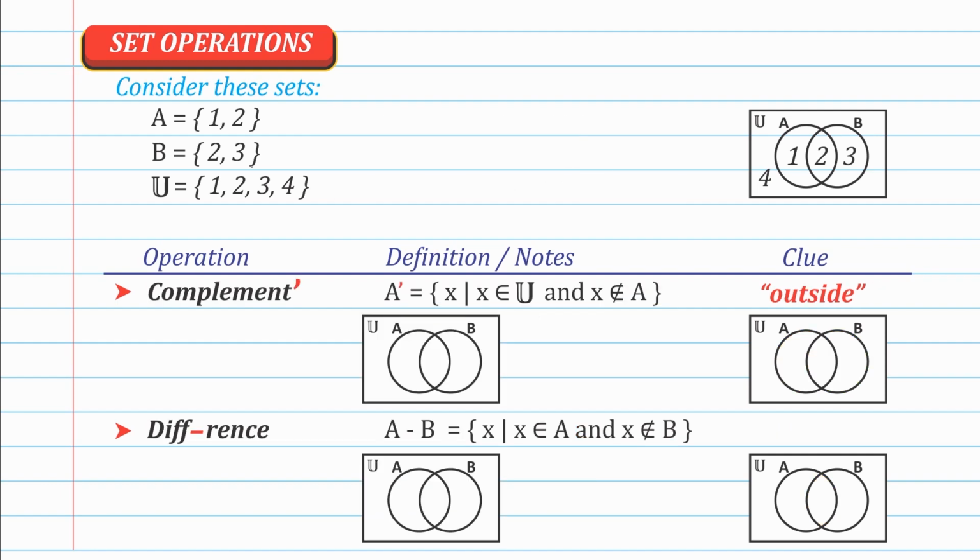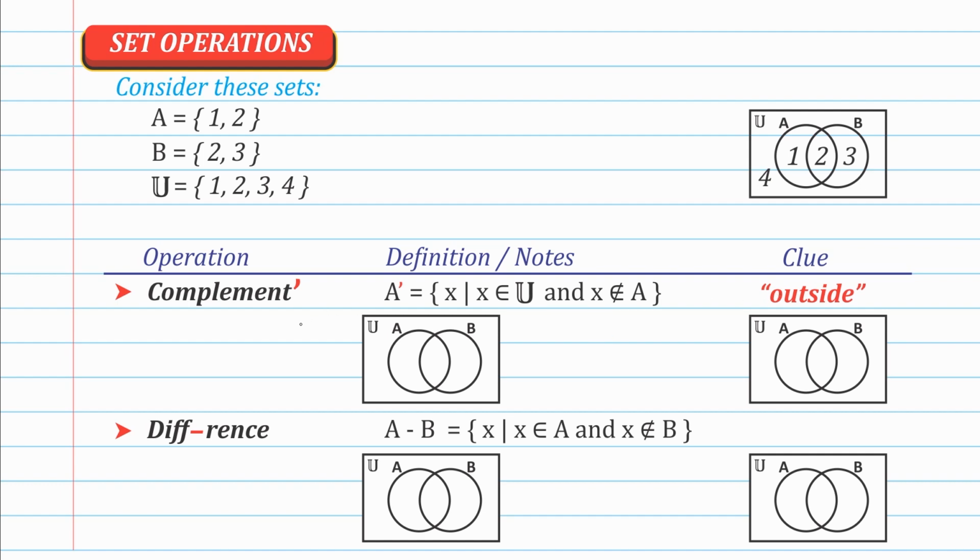Let us use the same sets A and B to explain ang complement. Now, from the definition natin, A prime or complement of A, they're the same, is the set of X such that X is an element of U, meaning nasa universal set. Pero, ito yung mas importante, dapat not an element of A, meaning outside of A.